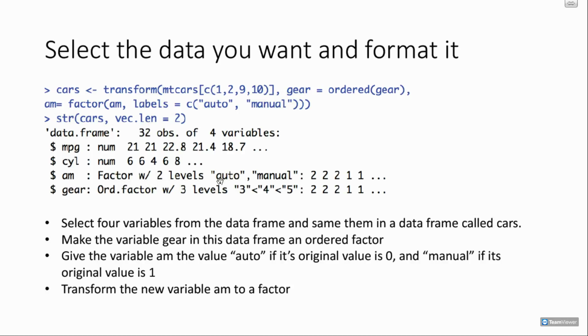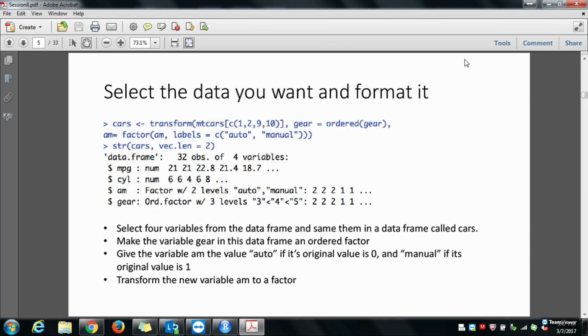AM is a factor with 2 levels, auto and manual, and then it has a bunch of numbers. And similarly, gear is an ordered factor with 3 levels, and the ordered factor has to set some natural ordering. So it has set the 3, 4, 5 ordering of levels, and then it has a bunch of values. So the same thing, you could use this transform function to transform any data into factors and numeric. If you don't transform it into a factor, by default it's going to convert it into numeric. So any questions about this? All right.